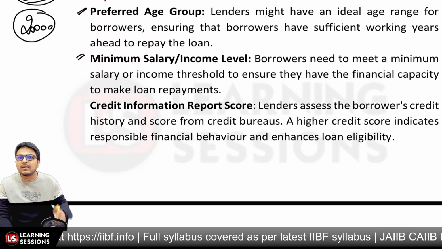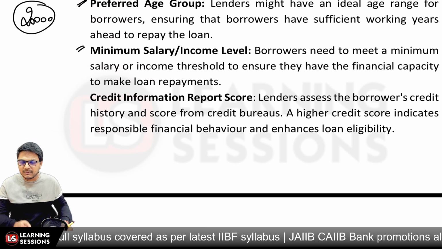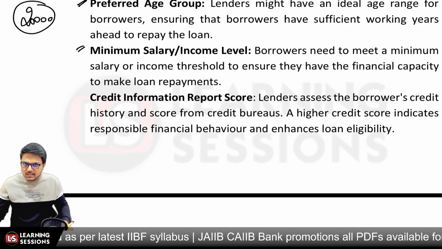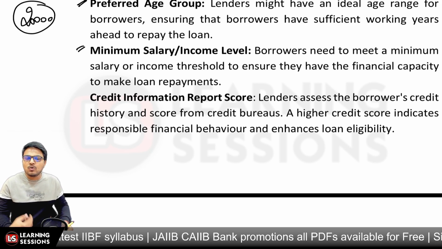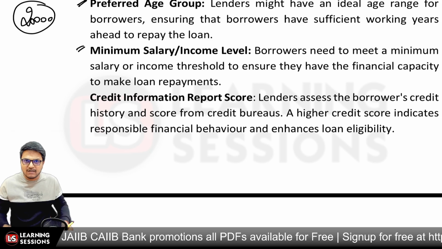And the third one is related to the credit information report score. Definitely it's one of the factors, when you check whether the person has a very good credit history or not, whether the person has made any kind of delinquency in the past or not. So we are going to go for the same. We are going to check that the person is actually eligible and has the creditworthiness for the same.